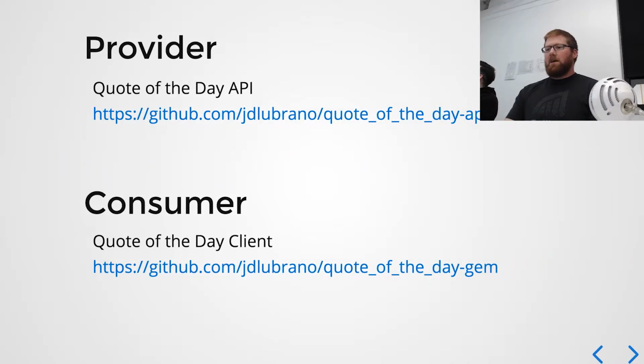So, as an example, I wrote a dumb provider, which is my quote of the day API, which we'll go through some code examples here momentarily. And I have a consumer, the quote of the day client, which is a Ruby gem. And we're going to write some contract tests for these guys. Well, I'm going to show you some because live coding is not really my jam.